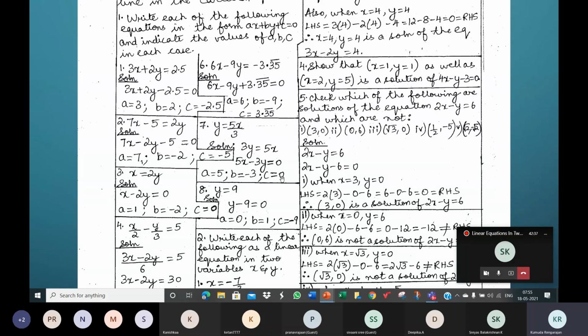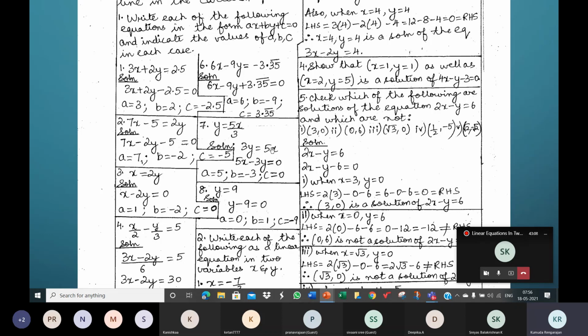On comparing this one with ax plus by plus c, ax, so a is 5, plus by is minus 3y, so b is minus 3. So we have the x term, we have the y term. We don't see the constant at all, so it's like plus 0 after 3y. So c is 0. So like this, we have a 5, b minus 3, c 0.